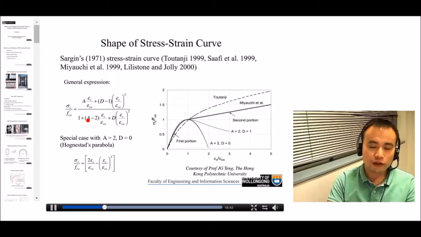Now let's first look at the first thing, which is the form of expressions. The form of expressions should represent the shape of the curve.